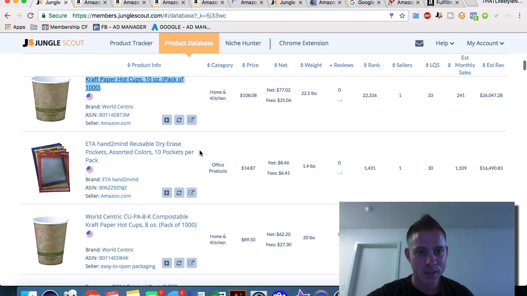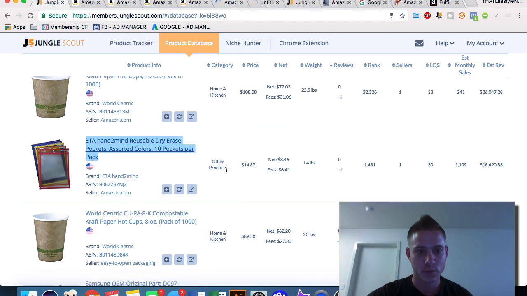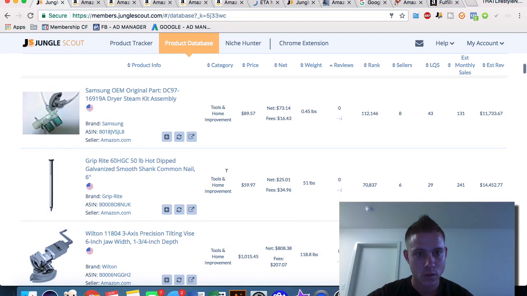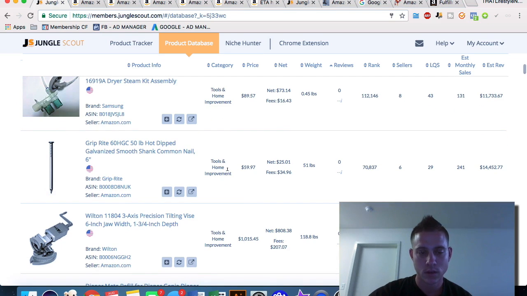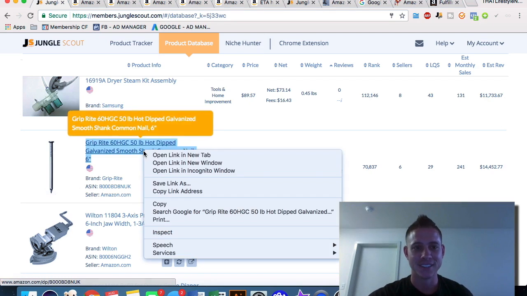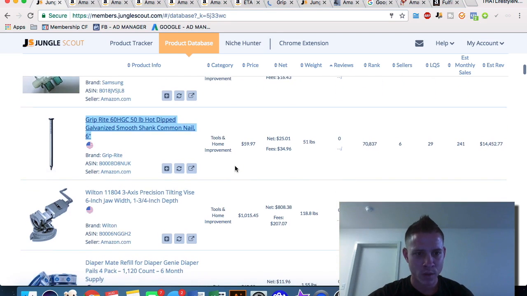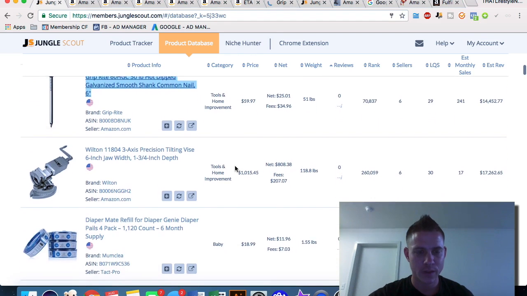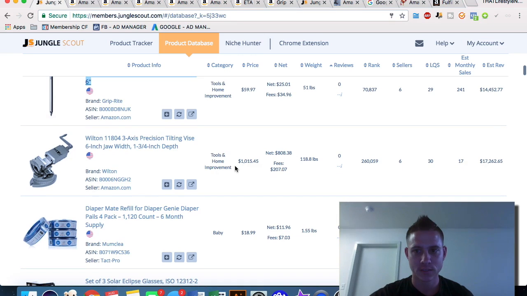Dry erase pockets could be an interesting one. Dryer steam kit assembly. It's an interesting one. 50-pound hot dipped galvanized smooth shank common nail. Let's take a look at that. Why not? Wilton 1184 3-axis precision tilting vise.